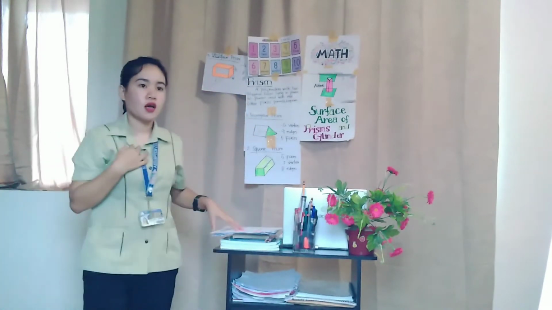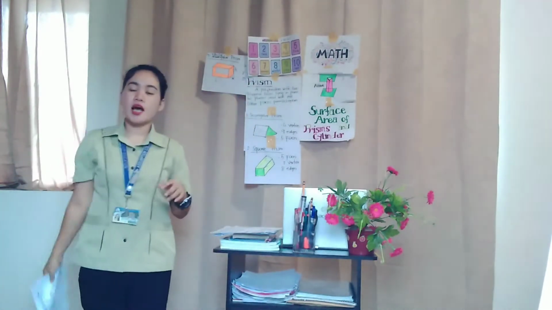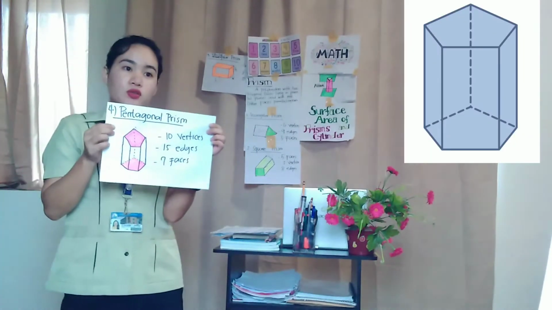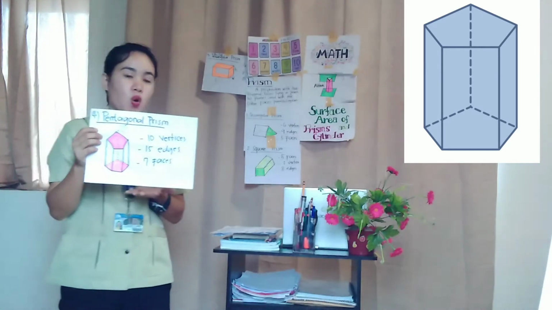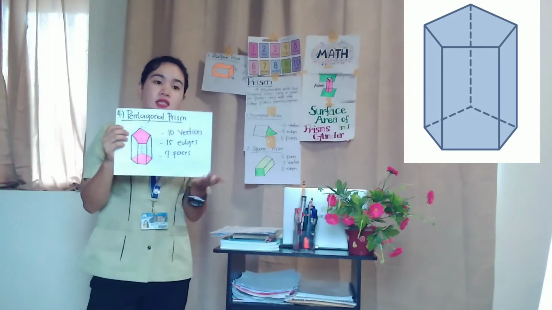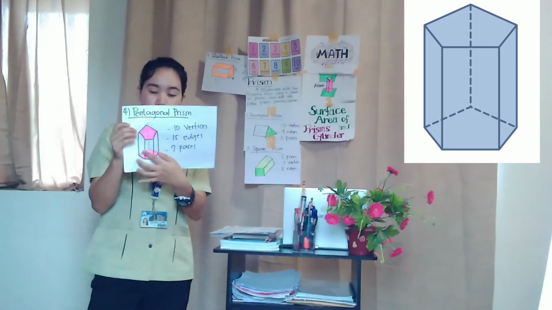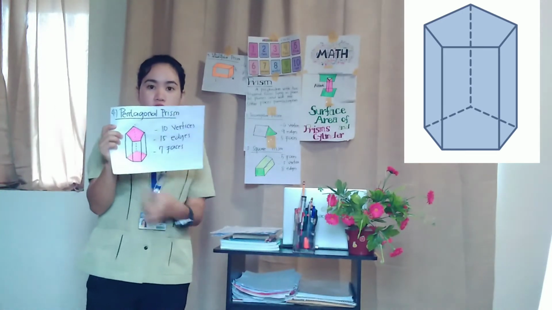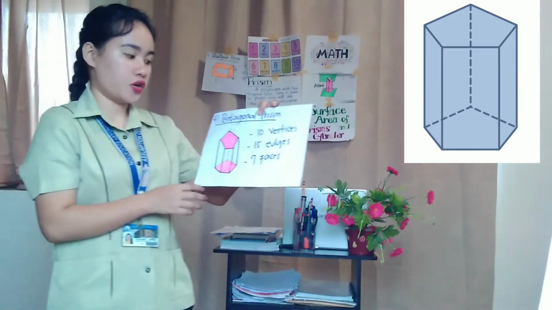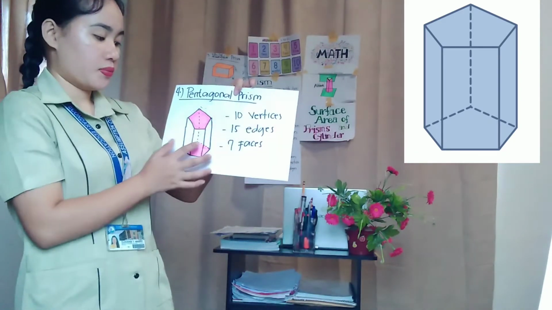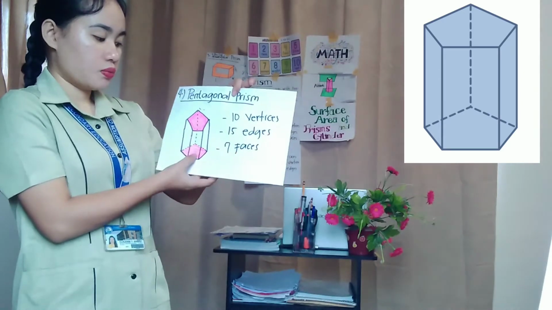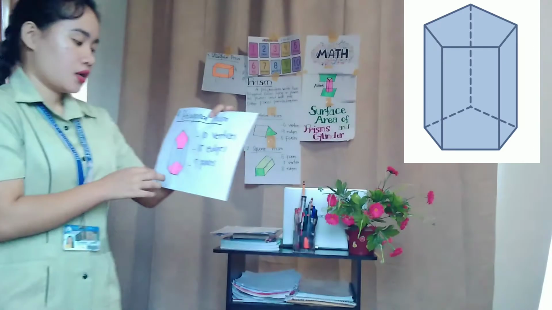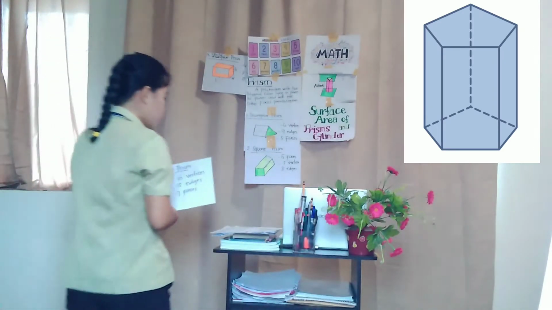Next, let us learn another type of prism. We have the pentagonal prism, because its top and bottom faces are pentagonal and the other faces are rectangular. As you can see in this figure, this is a pentagon from the top and bottom, and on the other sides, it is rectangular.